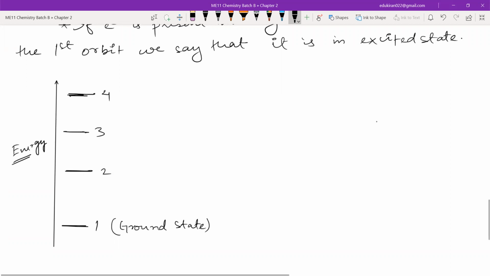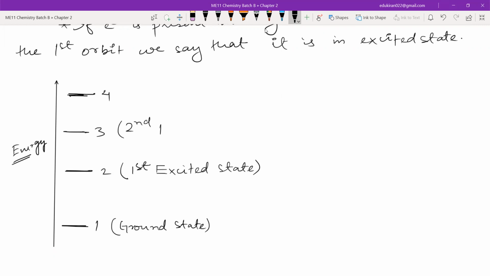But now, if we see the second one, it is the first excited state, right? Out of all the excited states, this is the first excited state. Then this is the second excited state, this is the third excited state, and so on. So please see that this is first, second, third.